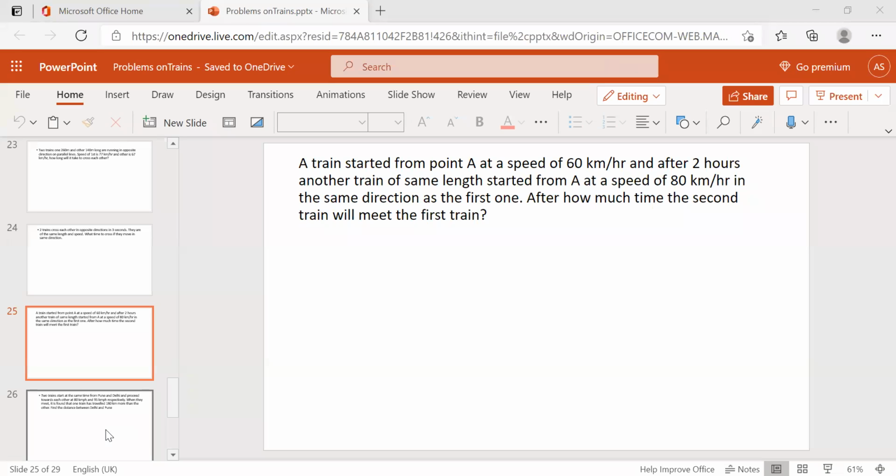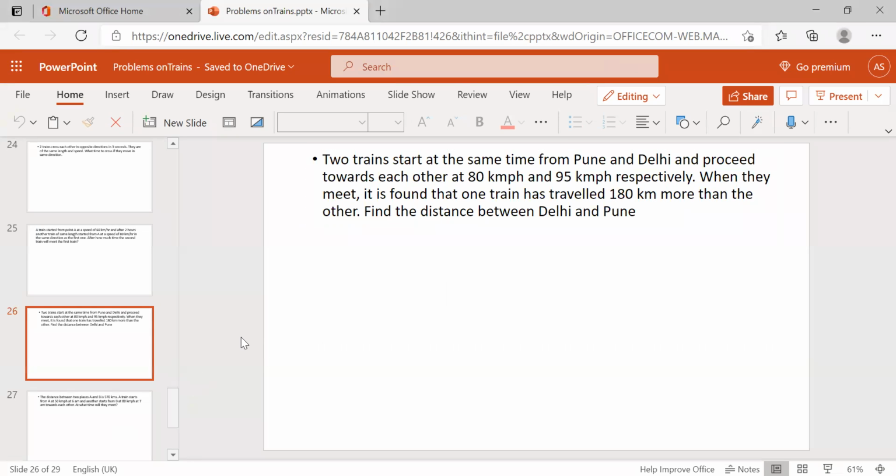Now moving to another question. Two trains start at the same time from Pune and Delhi and proceed towards each other at 80 kilometers per hour and 95 kilometers per hour respectively. When they meet, it is found that one train has traveled 180 kilometers more than the other. Find the distance between Delhi and Pune. Okay, see here. From Delhi to Pune, there is a distance. Think.